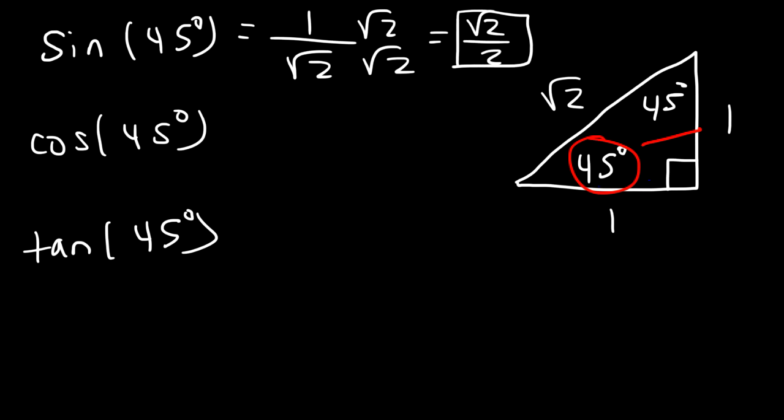Now cosine 45 is the adjacent side divided by the hypotenuse. So it's the same as sine 45. So that's the square root of 2 over 2 as well. Tangent is opposite over adjacent. 1 over 1 is 1. So tan 45 is 1.